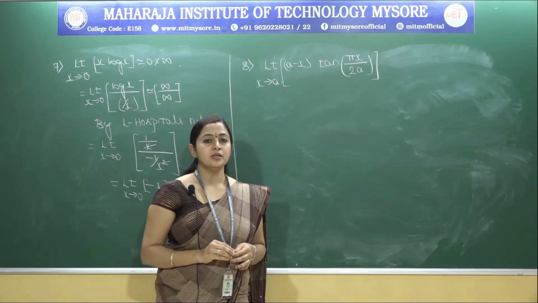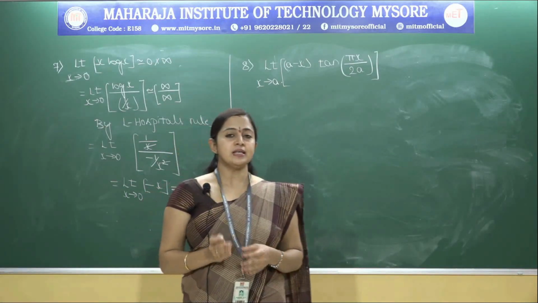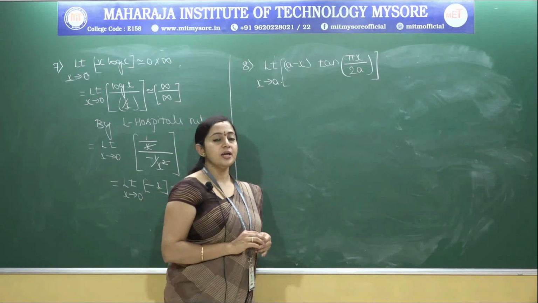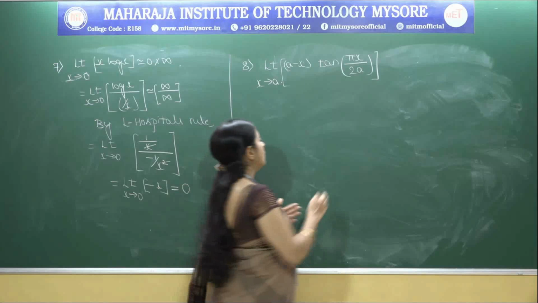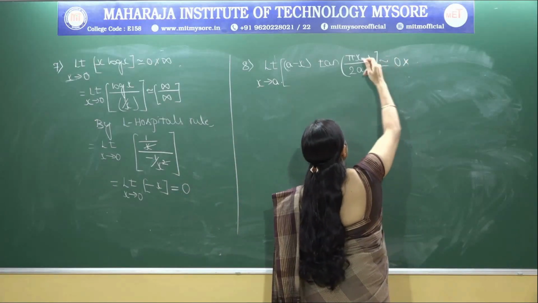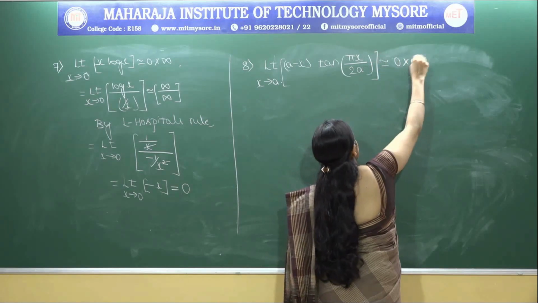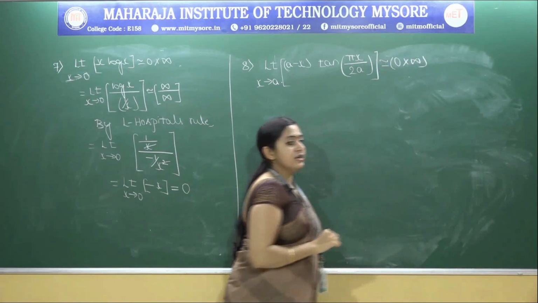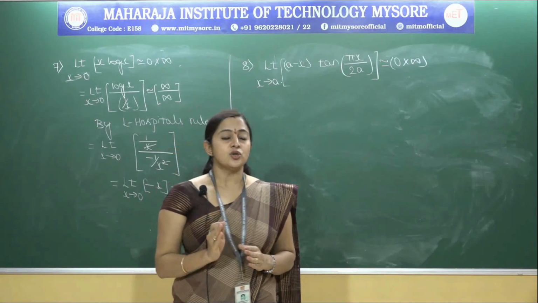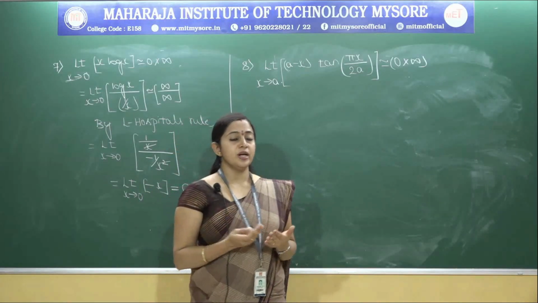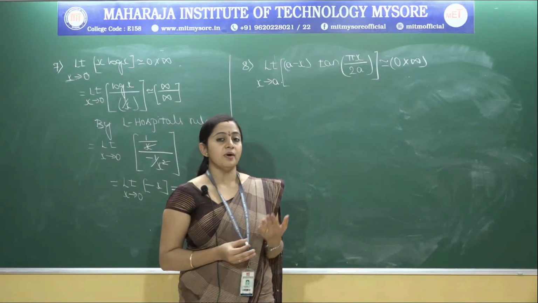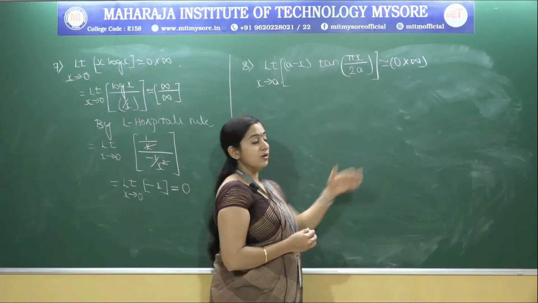The next problem: limit of (a minus x) tan(pi x divided by 2a) as x tends to a. If you apply the limit, the first factor a minus a gives 0. Here a and a get cancelled, and tan pi by 2 gives infinity. So the problem tends to 0 into infinity form. So you convert into a standard indeterminate form, write any of the terms to the denominator. In this problem, I write the tan x to the denominator.